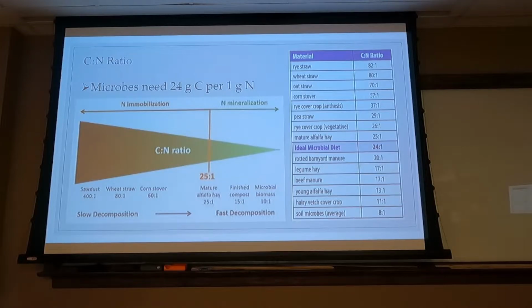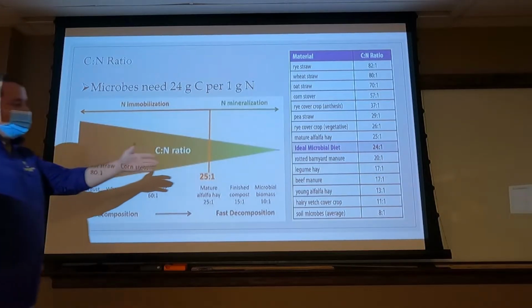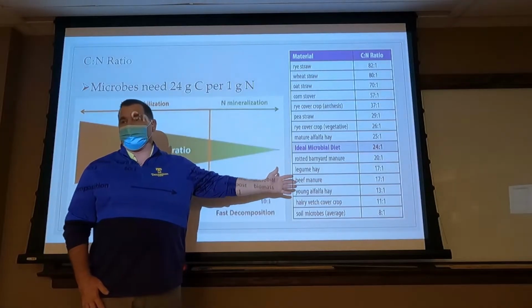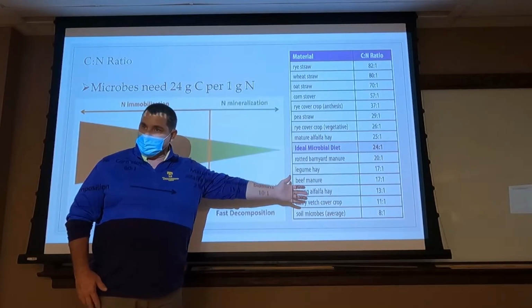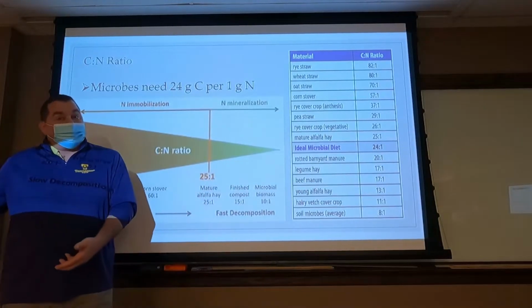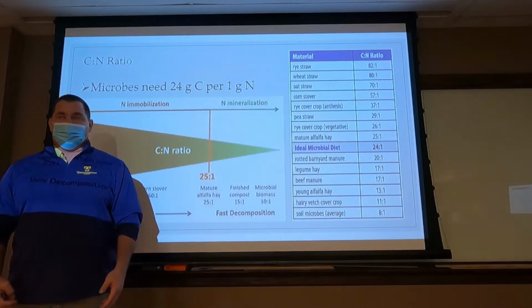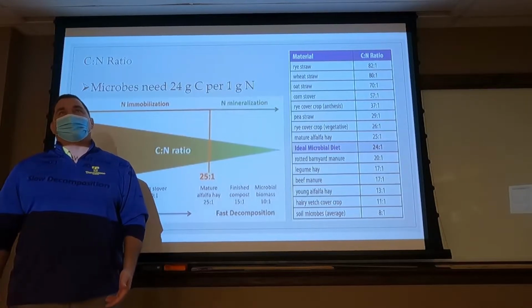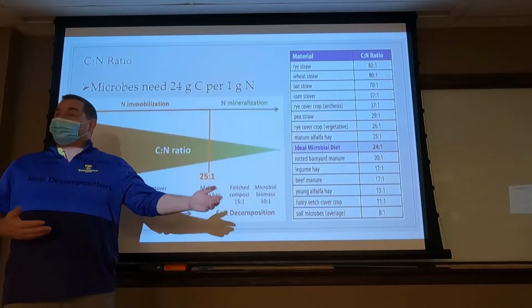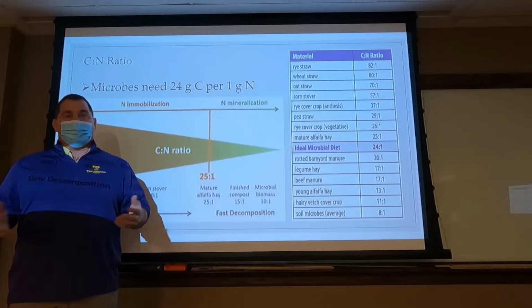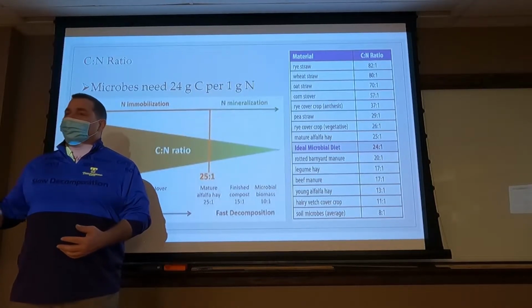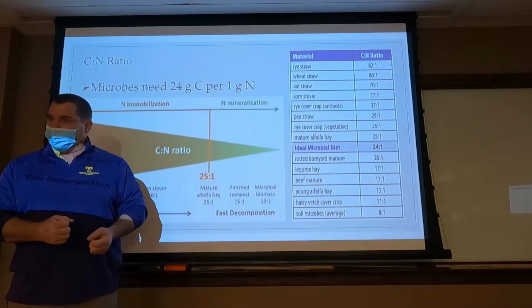So somewhere between 24 to 1, as we start to move down this, as we start to decrease this carbon to nitrogen ratio, we start to get a net mineralization, because now there's an excess of nitrogen, or you might be able to think about it as there's not an excess of carbon. There's enough of both, and now the microbes don't need that nitrogen in order to break down this carbon.